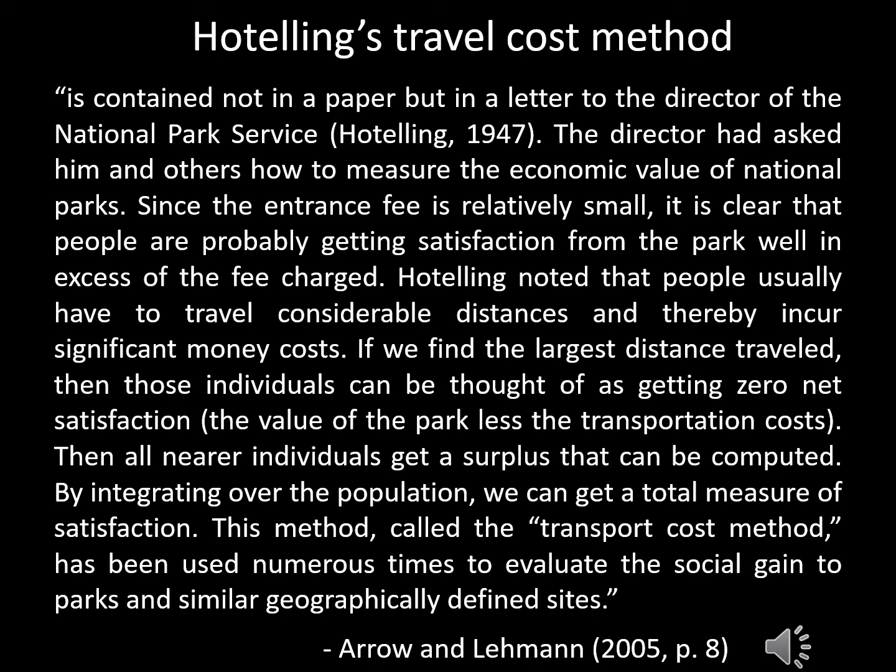If we find the largest distance traveled, then those individuals can be thought of as getting zero net satisfaction: the value of the park less the transportation costs. Then all nearer individuals get a surplus that can be computed. By integrating over the population, we can get a total measure of satisfaction. This method is called the transport cost method. It has been used numerous times to evaluate the social gain to parks and similar geographically defined sites.